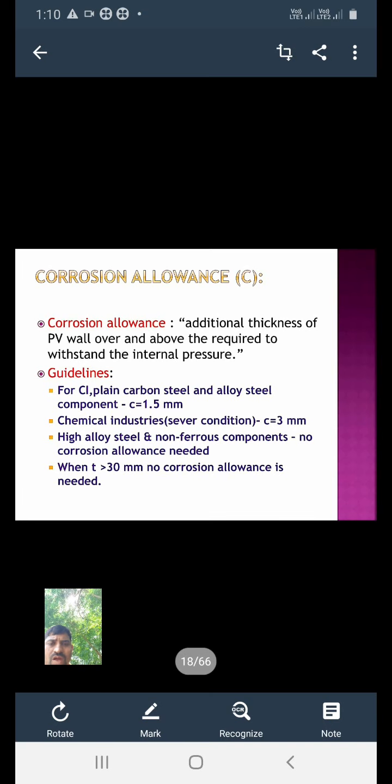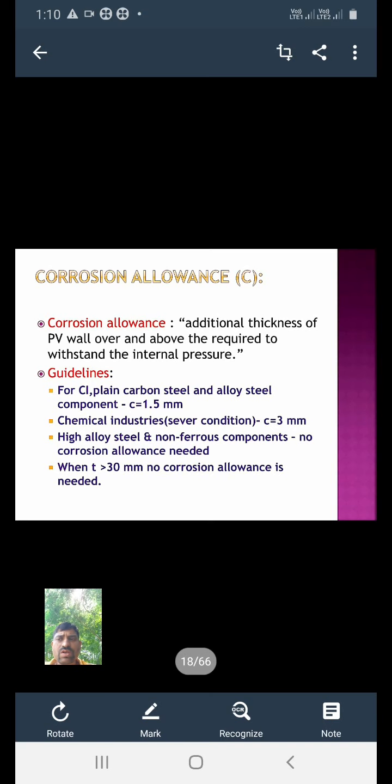For high alloy steel and non-ferrous components, no corrosion allowance is needed. We consider the corrosion allowance as 0. If the material is high alloy steel and non-ferrous component, we do not consider the corrosion allowance. When the thickness of the cylinder wall T is greater than 30 mm, then again no need of the corrosion allowance. Again we consider 0 corrosion allowance.